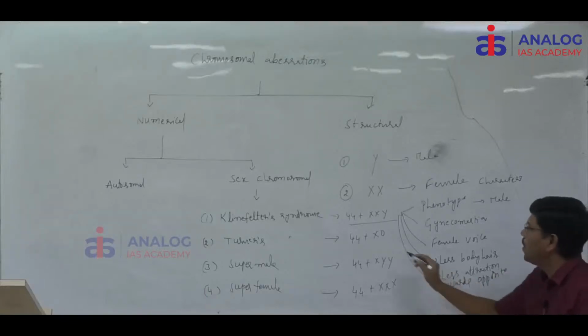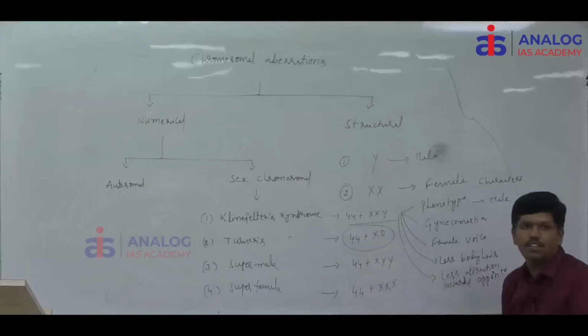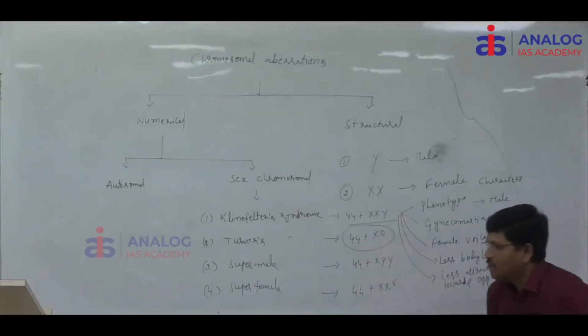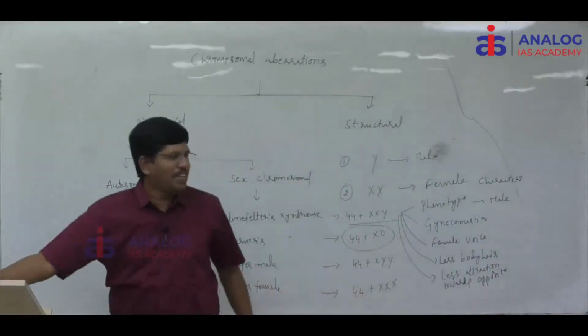Now tell me, what are the characteristics of Turner syndrome? Turner syndrome is 44+X0.